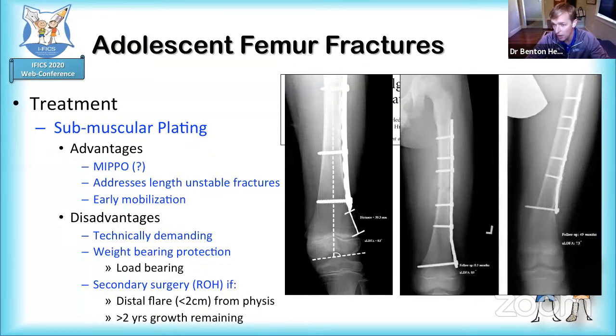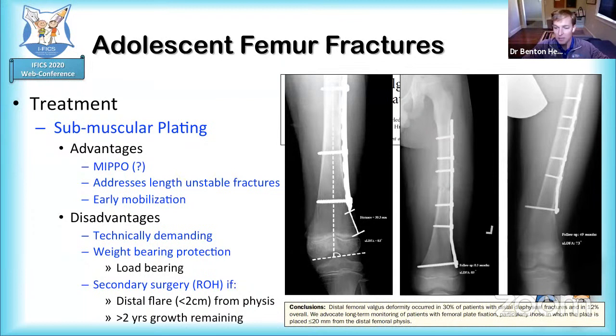And what we found was for the plates that were placed close to the physis, and this tended to be the distal fractures, we tended to see this valgus deformity arise in the years after the plate. And so 30% of patients with distal fractures and over 10% overall developed pathologic valgus, many of whom needed growth correction, some after they had completed growth, i.e.